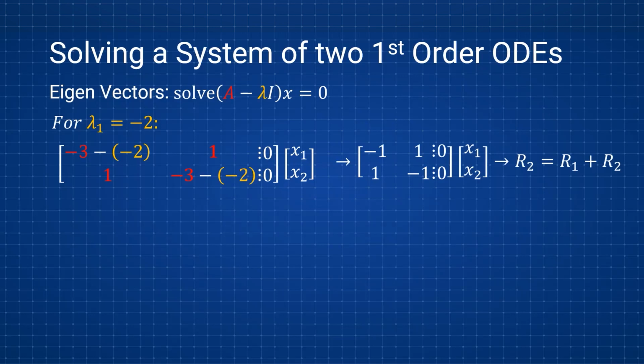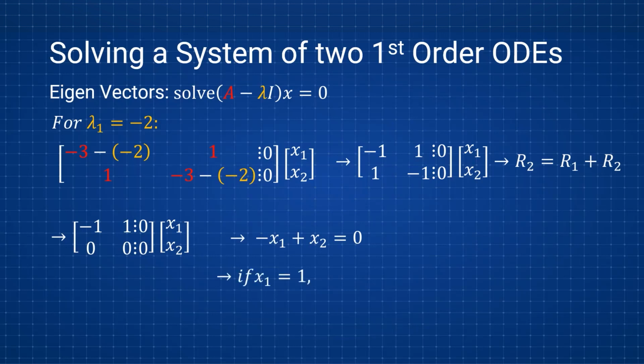And that will give us our new row 2, which is just a line of zeros. So let's now multiply the matrices. And we're going to end up with -x1 + x2 = 0.